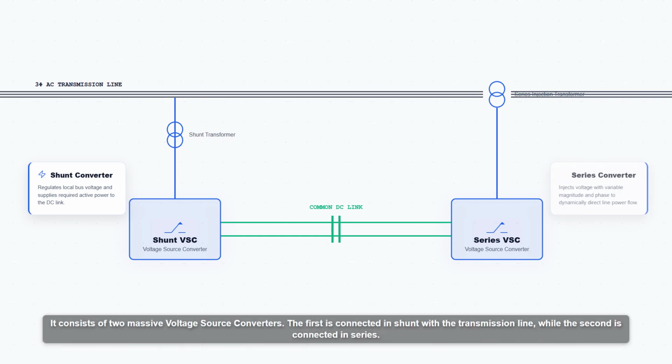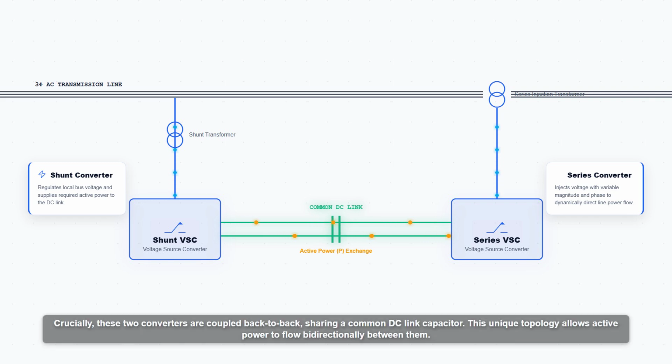It consists of two massive voltage source converters. The first is connected in shunt with the transmission line, while the second is connected in series. Crucially, these two converters are coupled back to back, sharing a common DC link capacitor. This unique topology allows active power to flow bidirectionally between them.